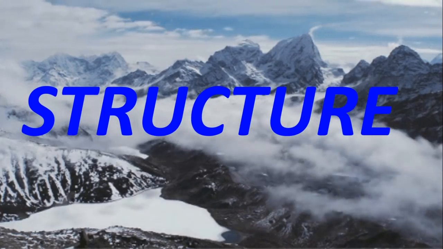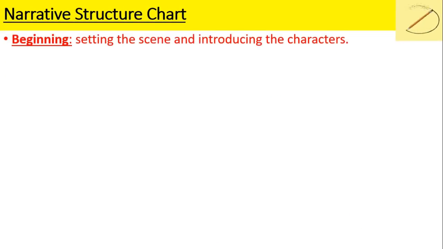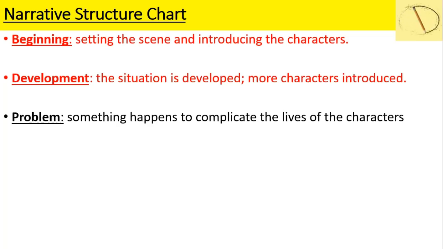Structure of a story. What do we need to look at for a structure? A common story will have the following things. A beginning, setting the scene and introducing the characters. Development, getting to know the characters a bit more. Maybe another character is introduced. Then the problem, something happens to complicate the lives of the characters.